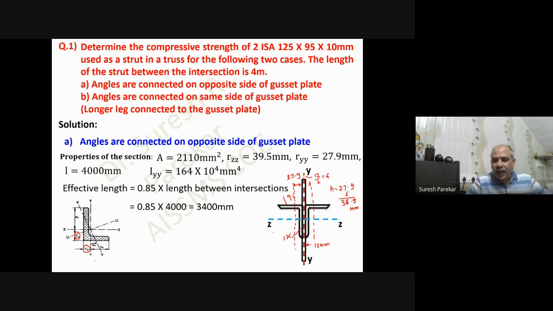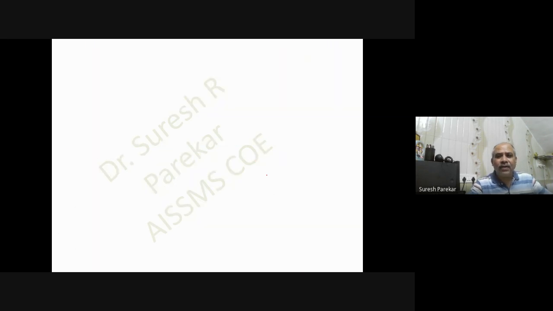Now you can see we have RYY 27.9 and RZZ 39.5 millimeter. When we have an equal angle section, RZZ is equal to RYY, and that will be the minimum. But when we have an unequal section, RYY is less, so we have to find RYY of the whole section, and check whether RYY of the whole section or RZZ is less. Now we can go with this.